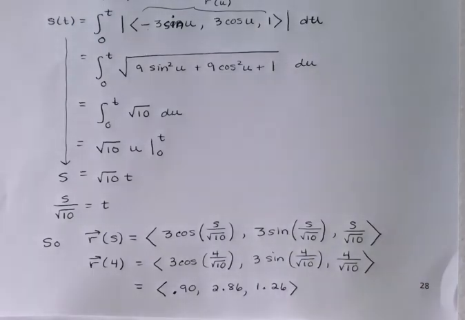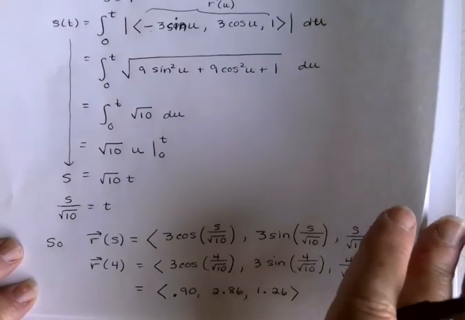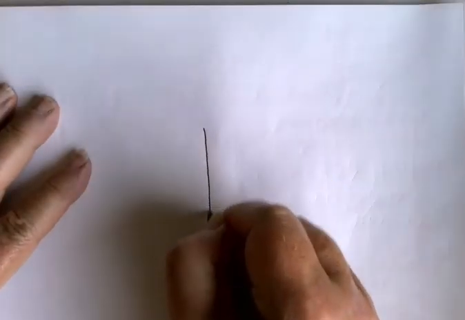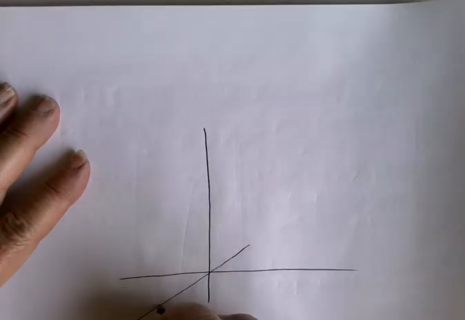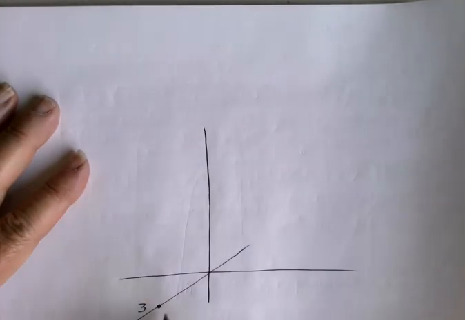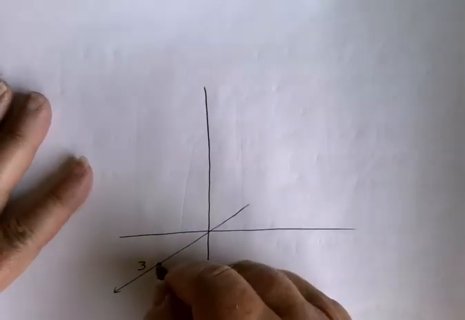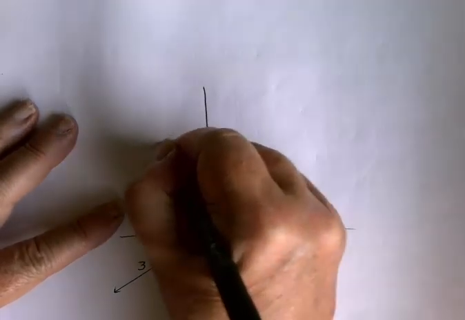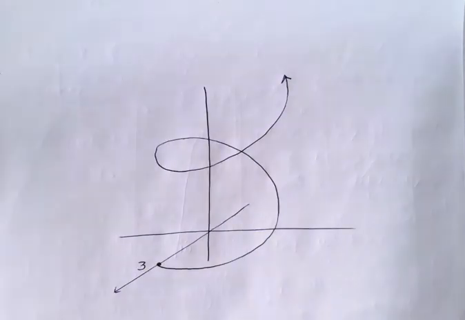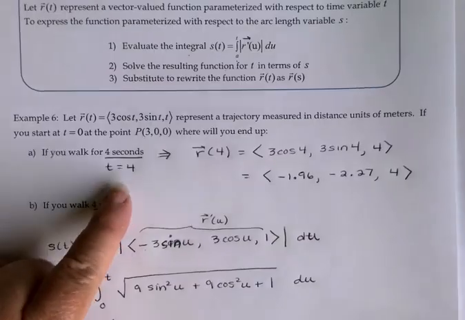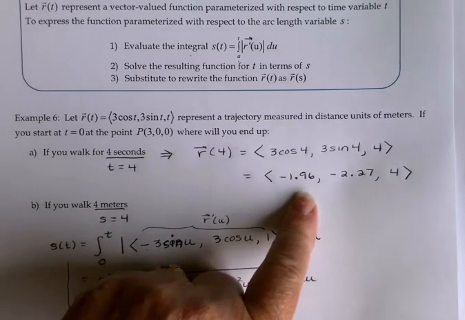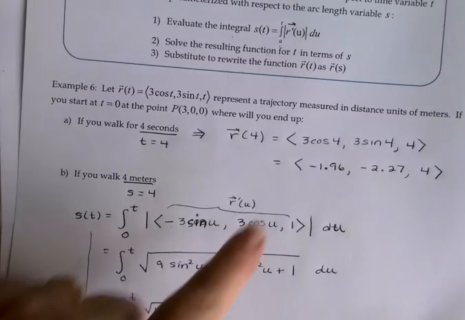So let's think about this geometrically for just a minute. Remember that we started with our helix, right? We know what that looks like. Let me sketch it. We start at the point 3, 0, 0, and then we know our helix goes around and up, like so. We discovered that if we walk for 4 seconds, we ended up at this point. Looks like third quadrant and then up 4. So about roughly negative 2, negative 2, 4.